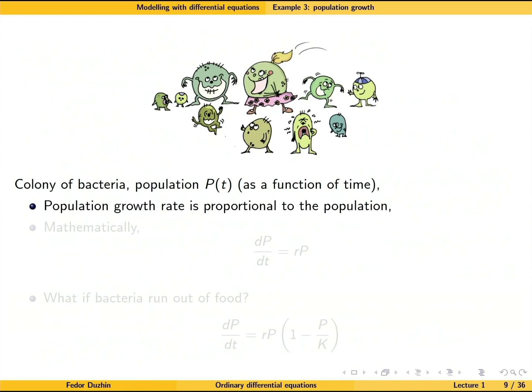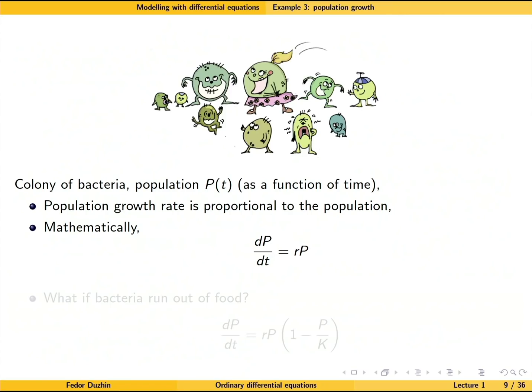Well, and then I think it's quite clear that the more bacteria we have, the faster they multiply, and that the population growth rate is proportional to the population itself. The growth rate is the derivative of the population with respect to time. So mathematically, we have this differential equation: the derivative of the unknown function equals some constant times the unknown function.